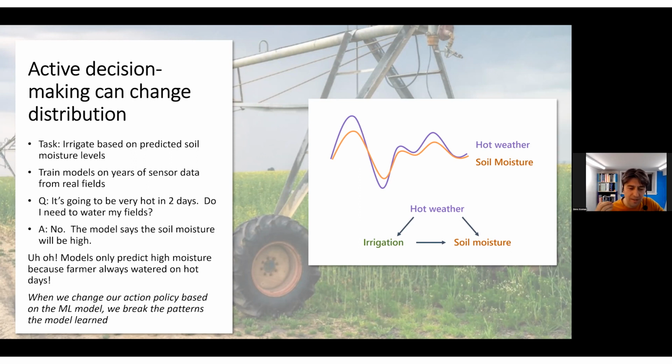Well, it's because the model was trained on data where the farmer always watered on hot days. This means that the model learned the pattern that on a hot day, the soil moisture level is high. And when we now go and change our action policy based on the results that we're seeing, we're breaking the patterns that the model learned by construction. And this happens or can happen in almost all decision-making applications where we're intervening on the system that we're measuring.